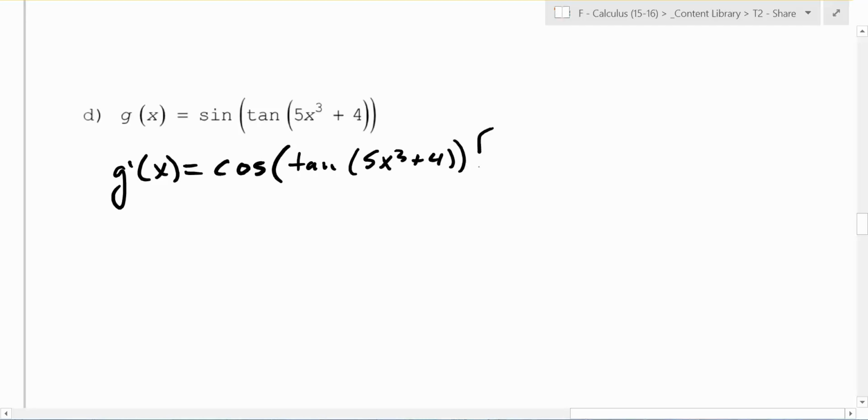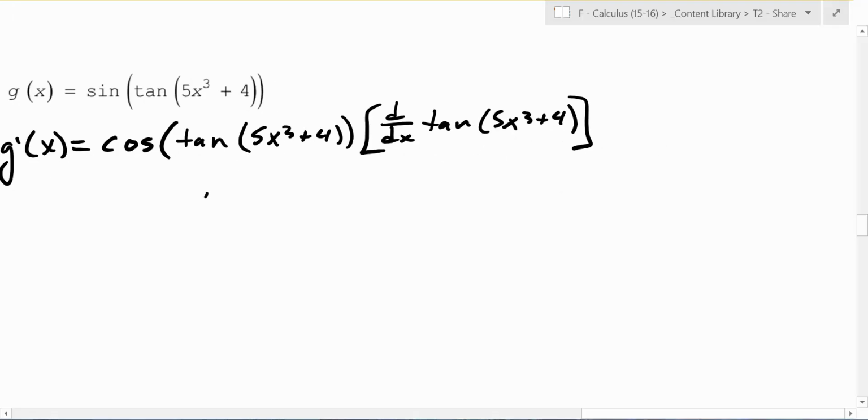But then what do I have to multiply by here? What goes right there? Don't say what it is, but what action do I have to take on what thing? You have to do the derivative of that inside thing, right? So you're looking for the derivative of what? Tan of 5x cubed plus 4, correct? So you have the same thing right there.